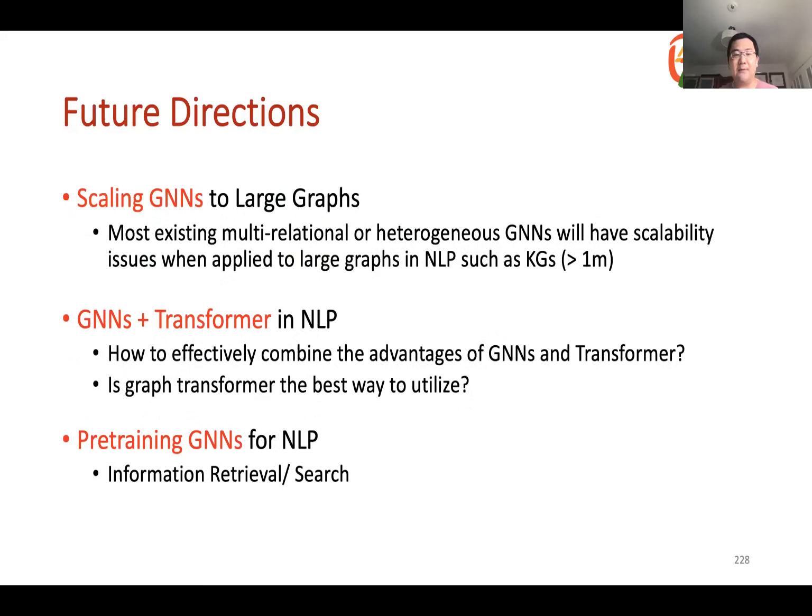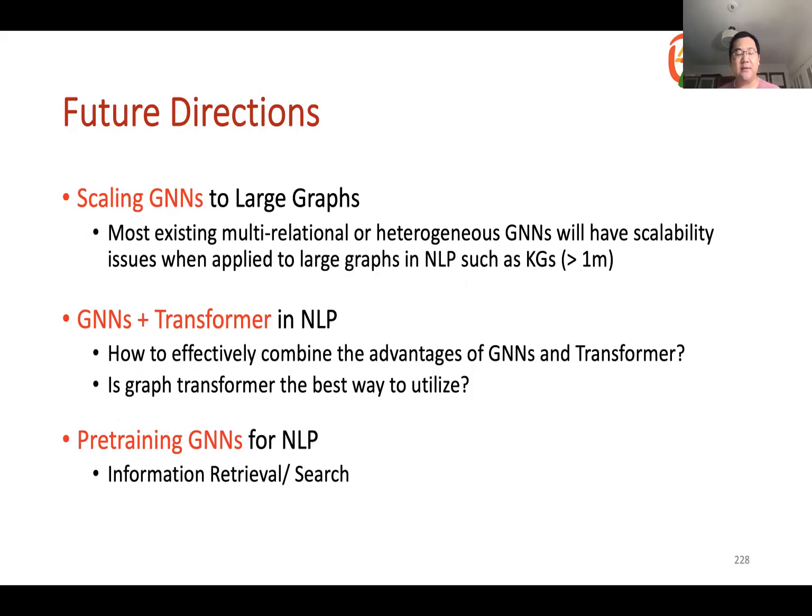In the meantime, we also need to develop new methods to scale up graph neural net computation to large graphs, especially since most of the existing multi-relational and heterogeneous graph neural nets have this scalability issue. In the NLP domain, it is very common that we have a very large graph. So this is also very important.